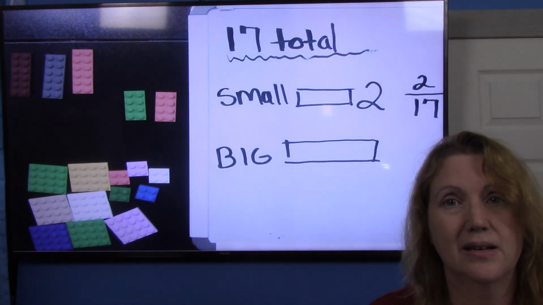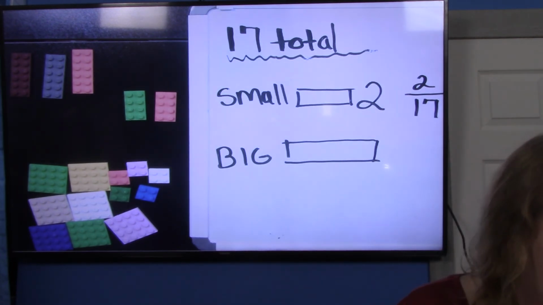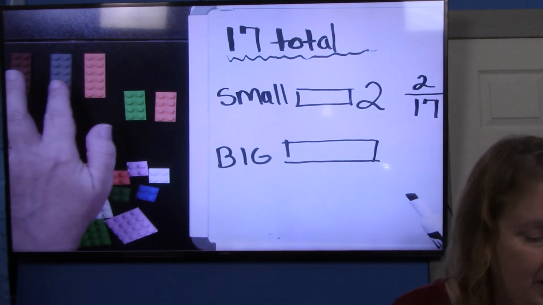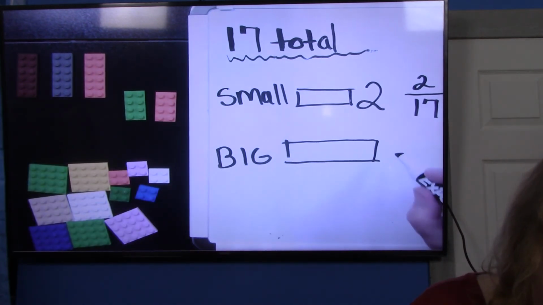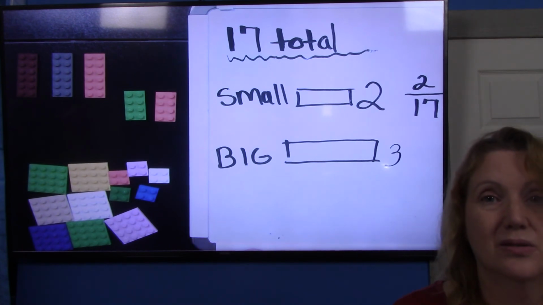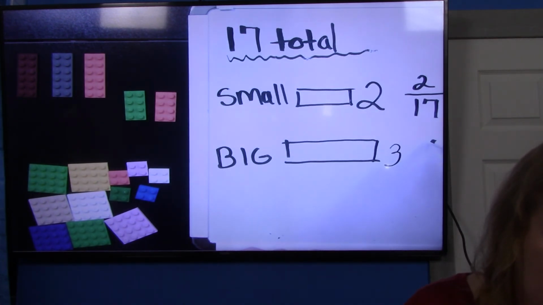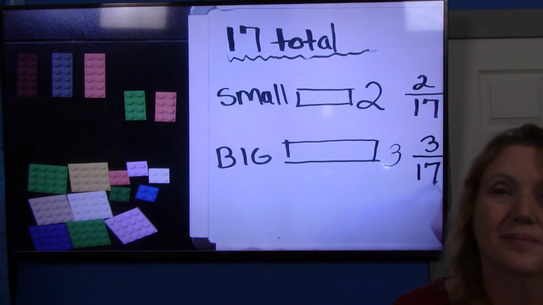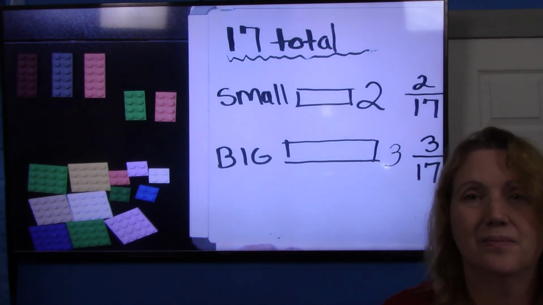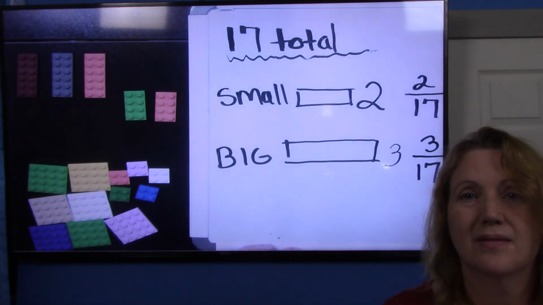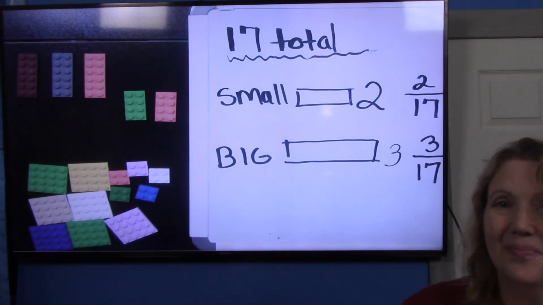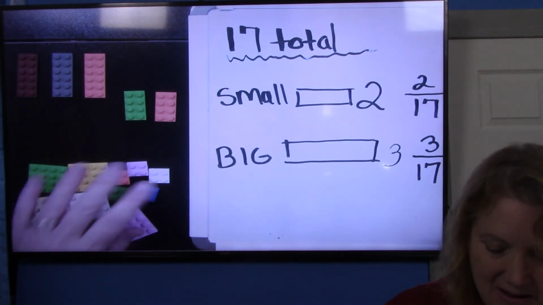What about my big rectangles? I have 3 big rectangles. So as a fraction, that would be 3 out of 17. Did you get that? Okay.